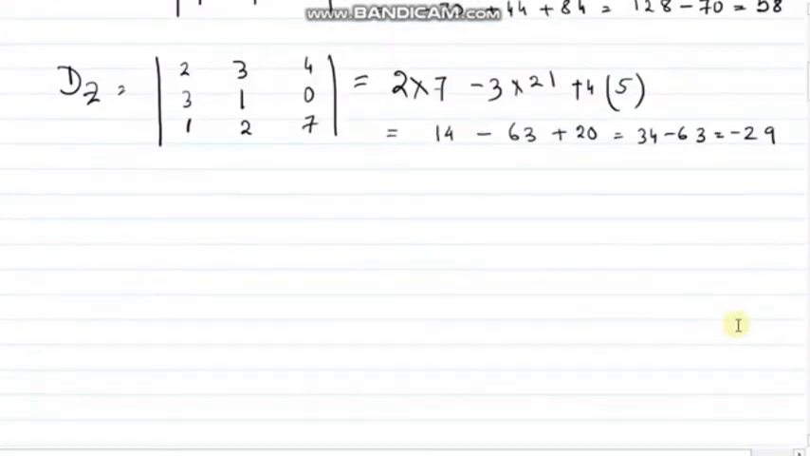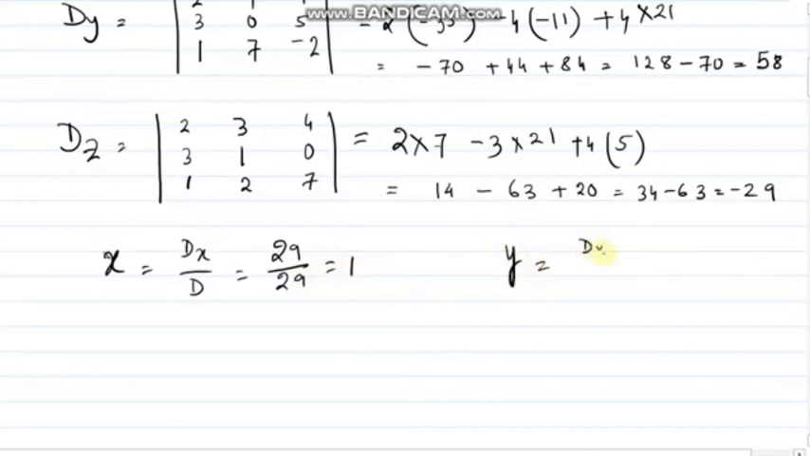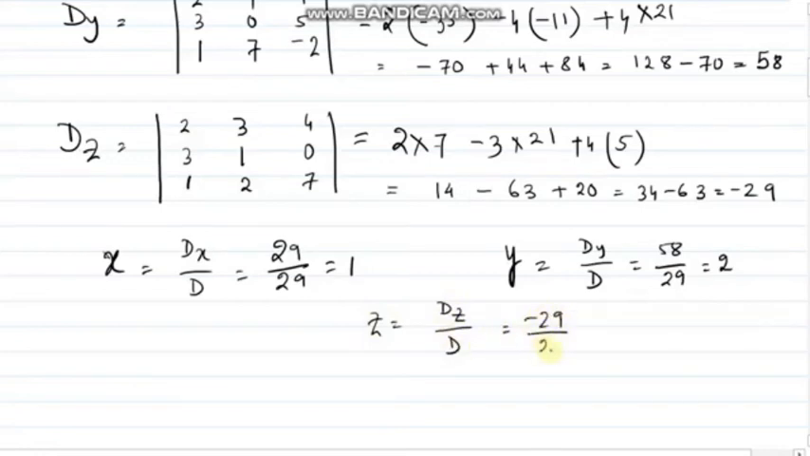This method is also known as the determinant method. Now the value of x will be dx divided by d. The value of dx was 29, and d is 29, so it is 1. The value of y will be dy divided by d, which is 58 divided by 29, the answer is 2. The value of z will be dz divided by d, which is minus 29 divided by 29, which equals minus 1. So I got the values of x, y, z, which are 1, 2 and minus 1.